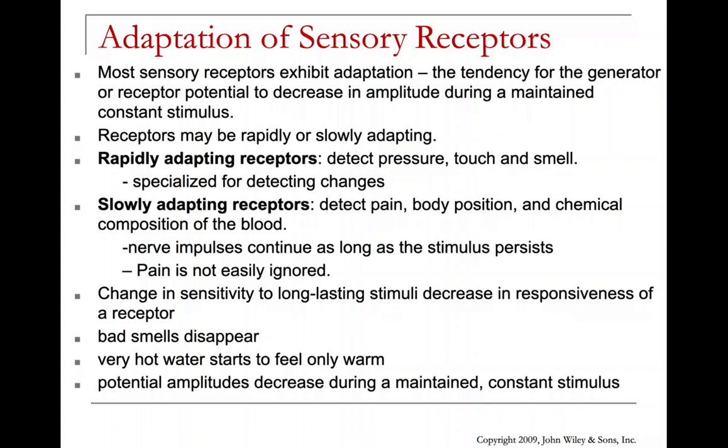So adaptation. Most sensory receptors will exhibit adaptation. It's the tendency for a generator or a receptor potential to decrease in amplitude during a maintained constant stimulus. So an example of this would be if you put on glasses or you're wearing jewelry, after a while you don't notice them. So some of the receptors may be rapid or slowly adapting. Rapidly adapting receptors detect pressure, touch, and smell. They're specialized for detecting changes. Slowly adapting receptors detect pain. You get to keep that one longer. Body position, chemical composition of the blood. So nerve impulses continue as long as the stimulus persists. So it makes pain hard to ignore.